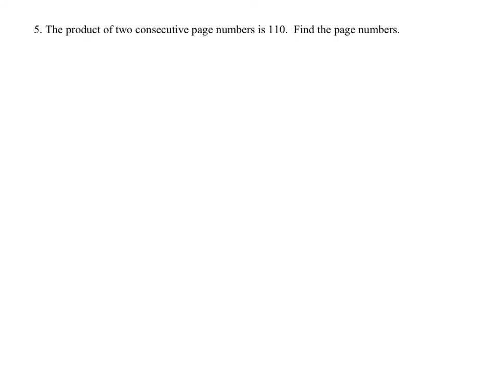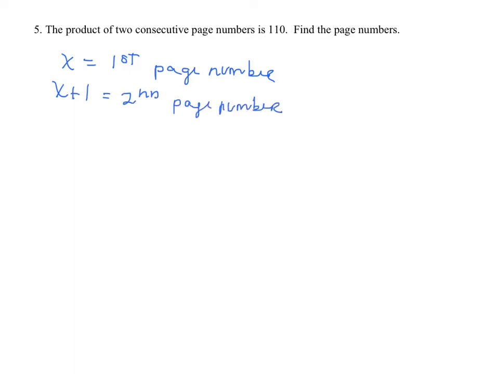Number 5. The product of two consecutive page numbers is 110. Find the page numbers. So, all right, there you are. You're like, I know what the answer is already, right? But we're going to set up the equation anyway. So it's two consecutive page numbers, so I'm going to let x equal the first page number, and x plus 1 equal the second page number. Perfect. Now we're going to set her up. Product means to multiply them.